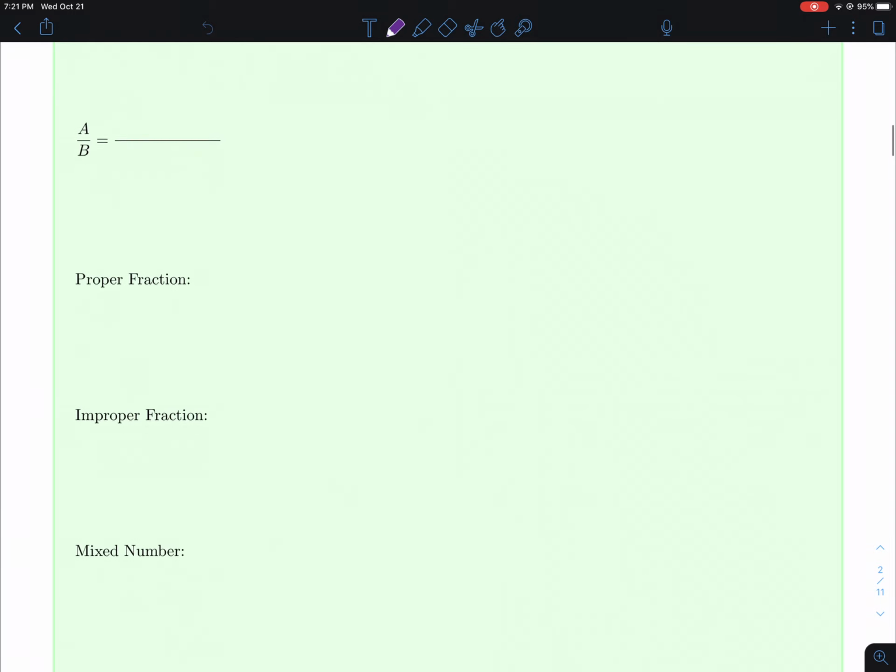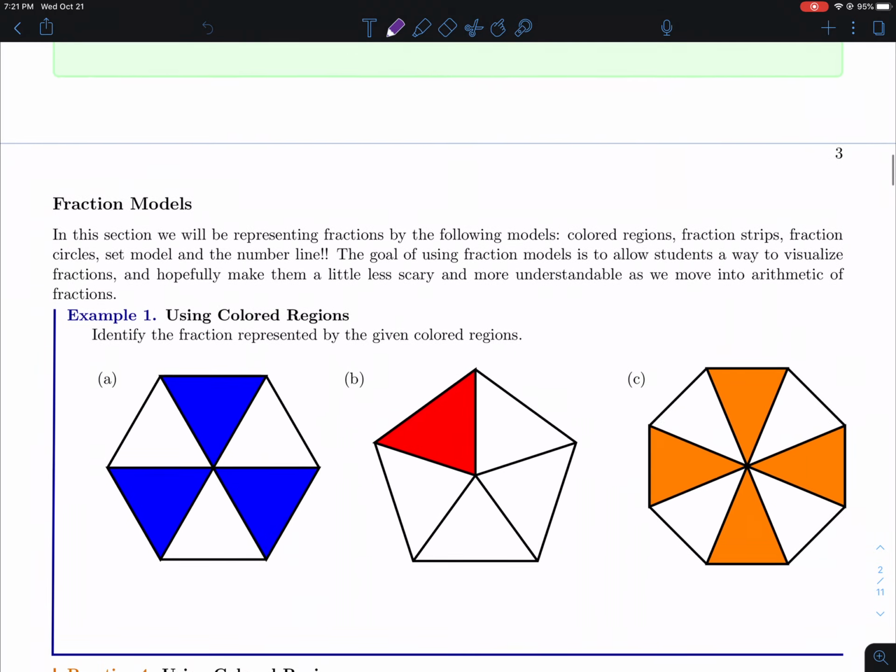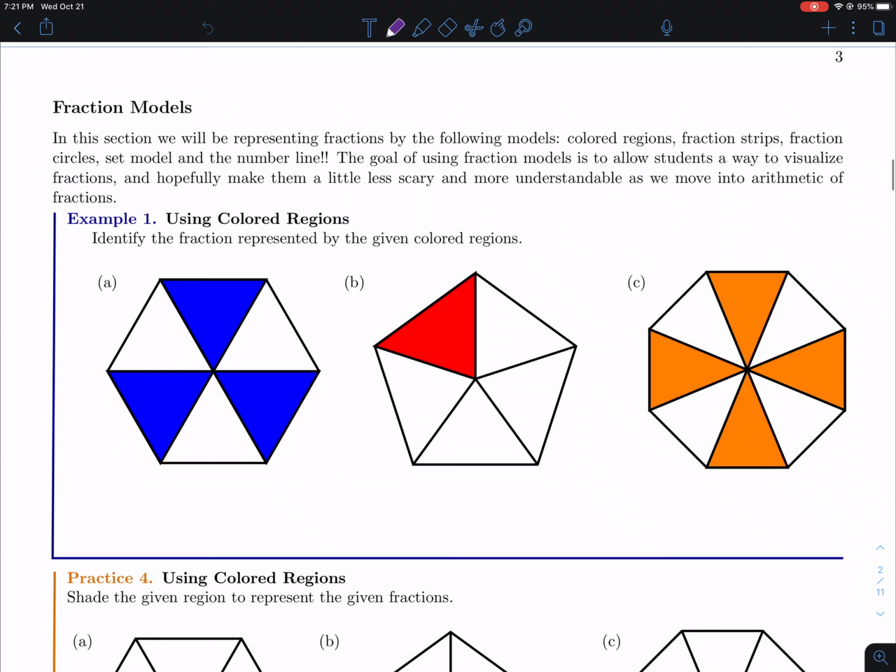All right, so that should have filled out all the definitions for us there. So now what we want to do is look at all the different fraction models that we're going to cover in this section. Our fraction models are going to fall into the categories of colored regions, which are basically just colored polygons is what we're going to use, fraction strips, which I showed you, fraction circles, which was on there also, and then set model, which we saw a picture of. So the only one we didn't see was the number lines, but we're probably familiar with number lines anyway.